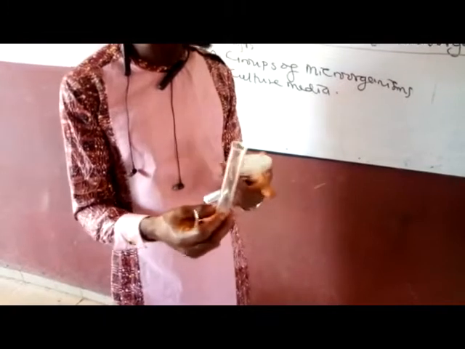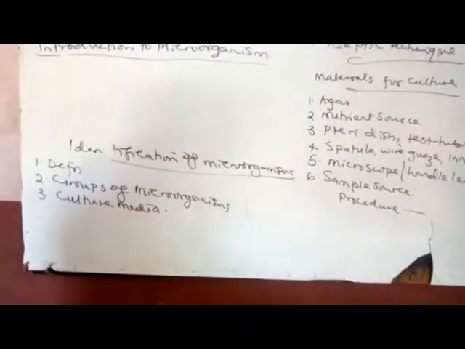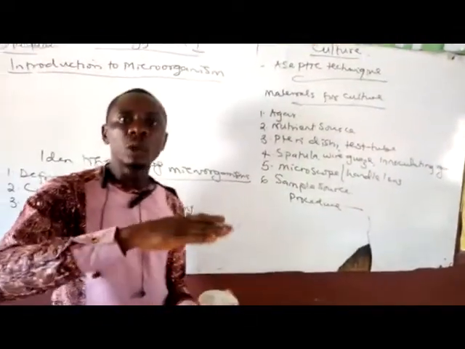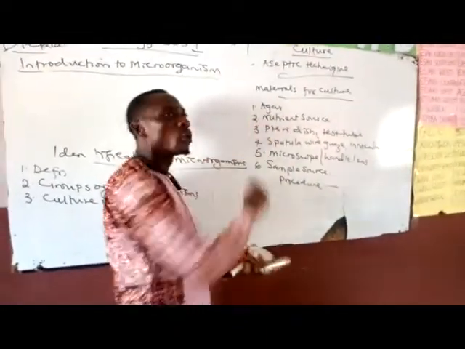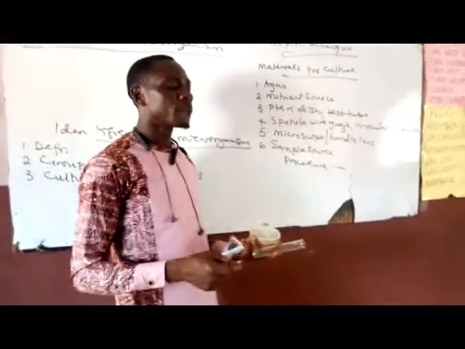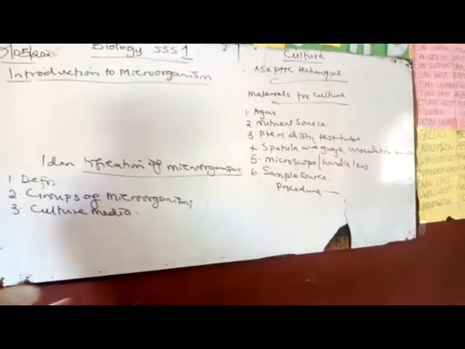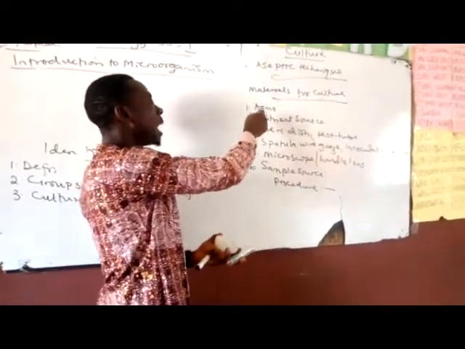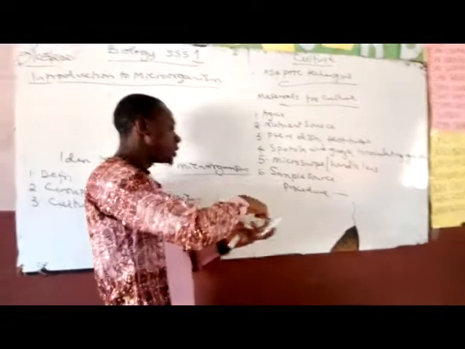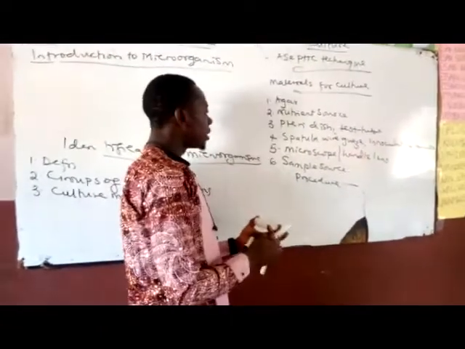So, what is the procedure for establishing a culture media? First of all, you get your agar. Agar is the one that forms a solid support on which the microorganism can grow. The agar is sold in the market. You buy it from the market. Then when you get your agar, you mix it with the nutrient source. Remember, you mix agar and nutrient source, and you heat them up to 100 degrees Celsius.